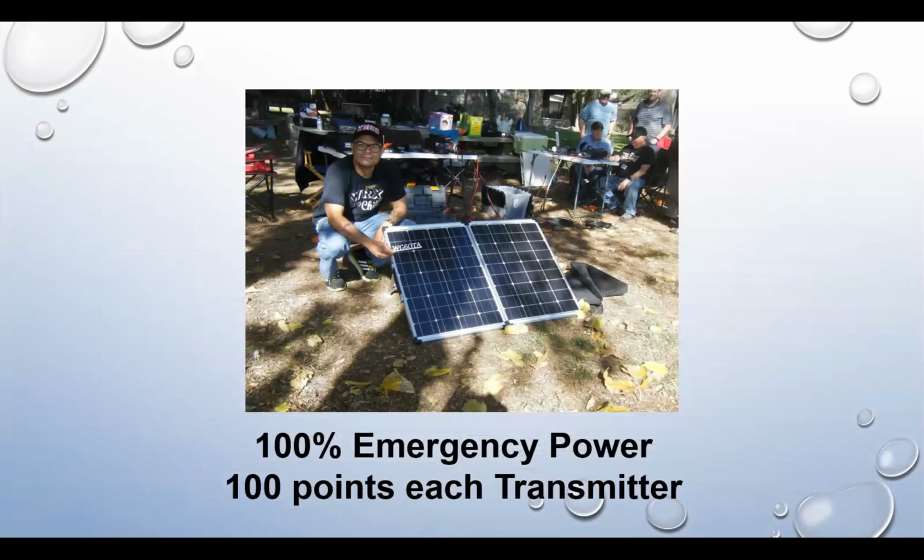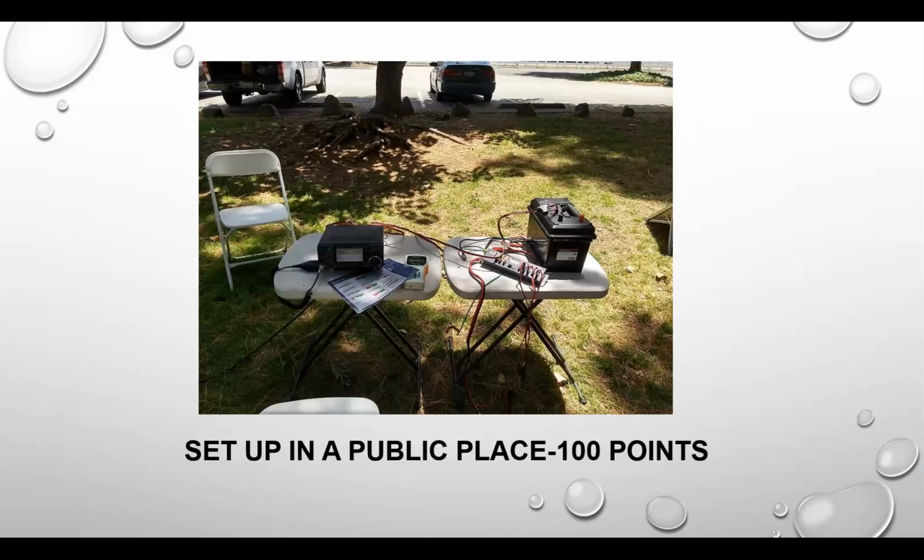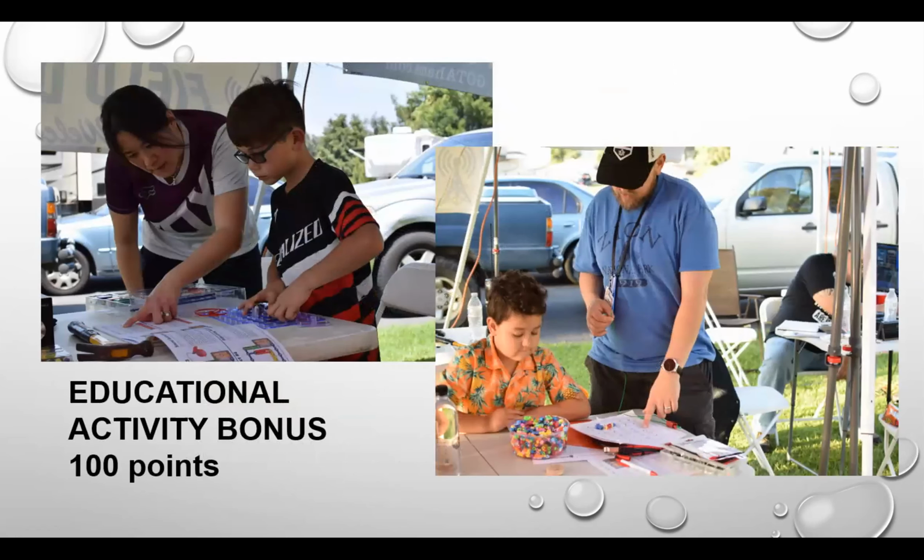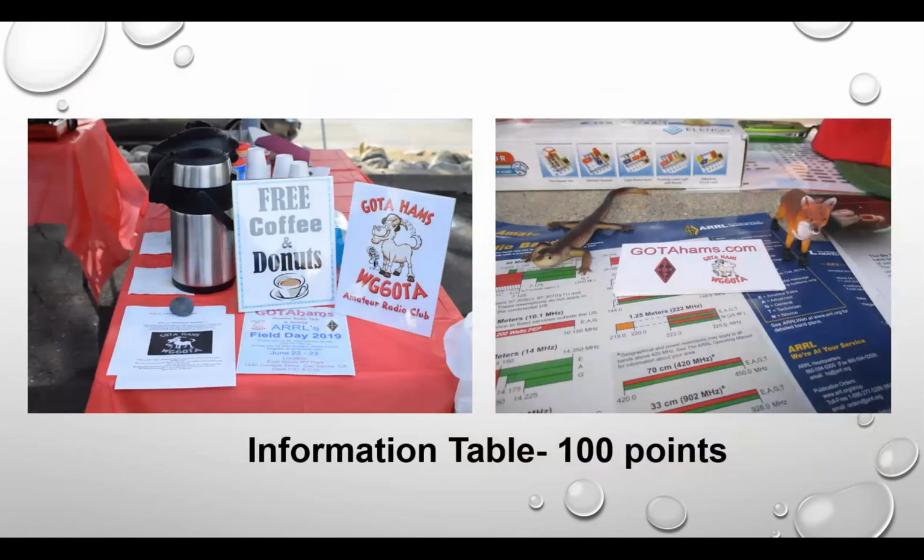And then emergency power, 100 points for that. And set up in a public place, 100 points for that. See, and there's a little go box. Is that Bruce's go box? Yes. There's your go box, Bruce. And then if we do an educational activity with the kids, we get 100 points for that. And we get 100 points also for having a youth up there under 18.